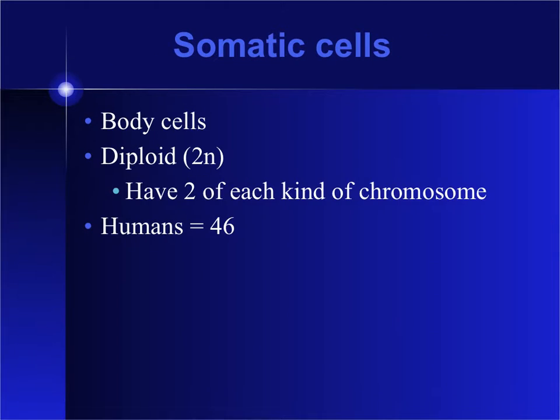Remember also that your body contains two major types of cells. You have somatic cells. Those are the body cells. They are diploid, which means they have two kinds of each chromosome, or two sets. So your chromosomes are in pairs, which means that you have 46 chromosomes in each human cell. That could also be expressed as 23 pairs of chromosomes.